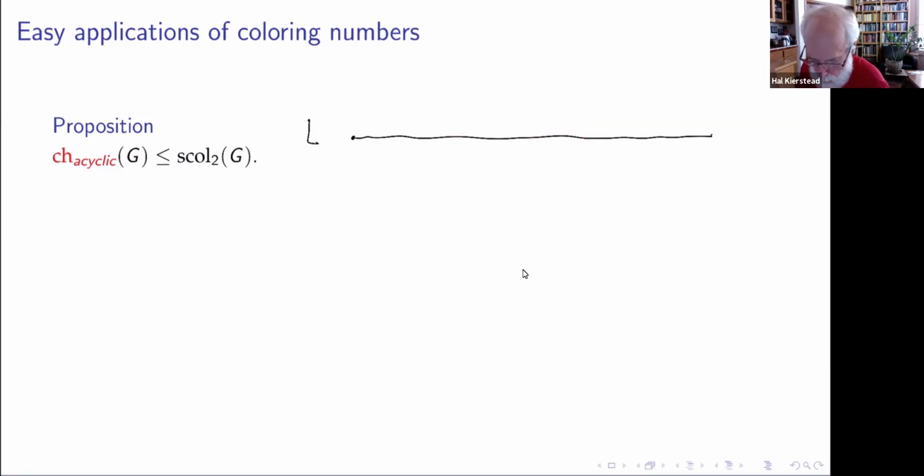Okay, and now why does that give me an acyclic coloring? Just look at a cycle. So look at any cycle.